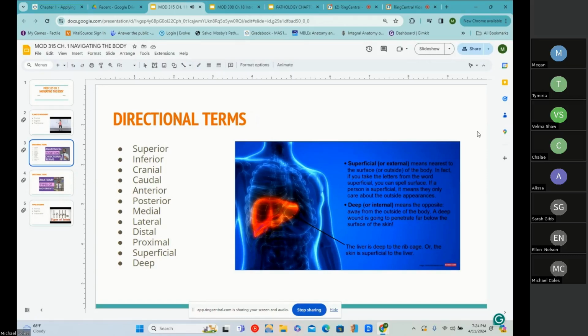Deep or internal means just the opposite. It is away from the outside of the body, away from the surface. A deep wound is going to penetrate far below the surface of the skin. As you can see in this image, the liver is deep to the rib cage. The skin is superficial to the liver. The heart is also deep to the rib cage, or the bones would be deep to the skin, or the skin would be superficial to the muscle or superficial to the bone.